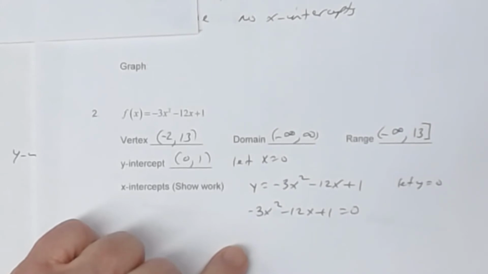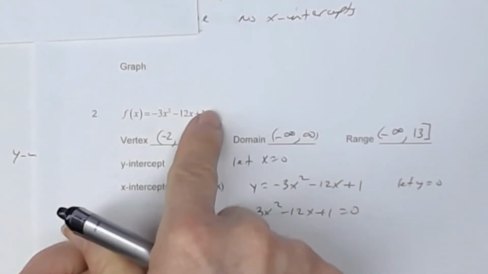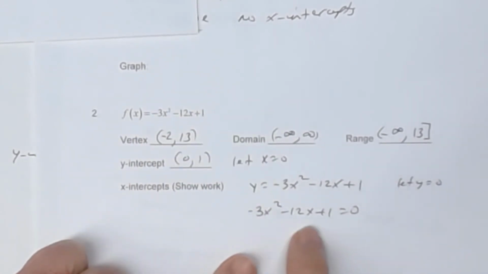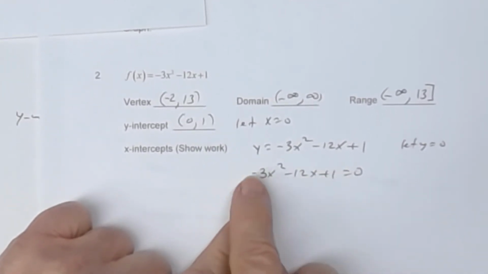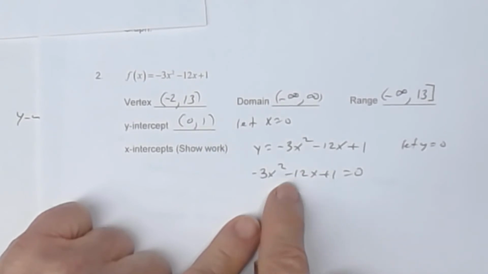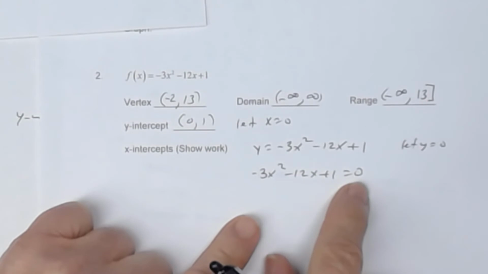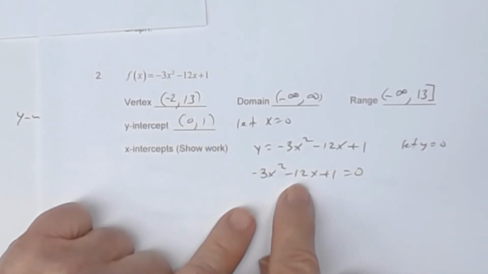Now I want to solve. Notice how this was written as a quadratic function? This is now written as a quadratic equation. And so I want to solve this quadratic equation because I want to find out what those x-intercepts are. Your x-intercepts are where this is equal to 0. So I have to solve this quadratic equation.